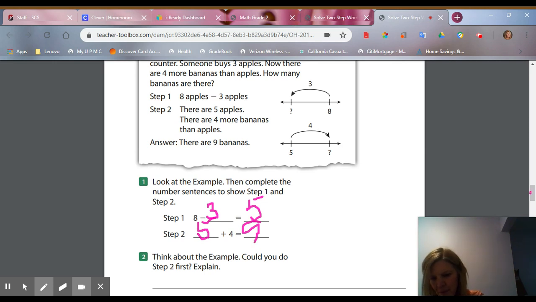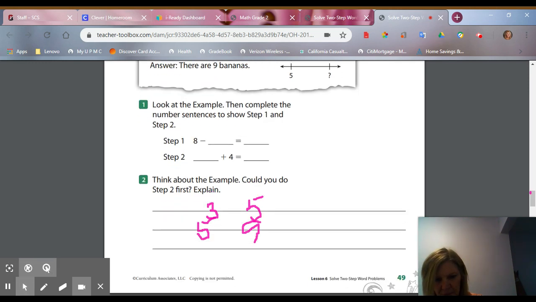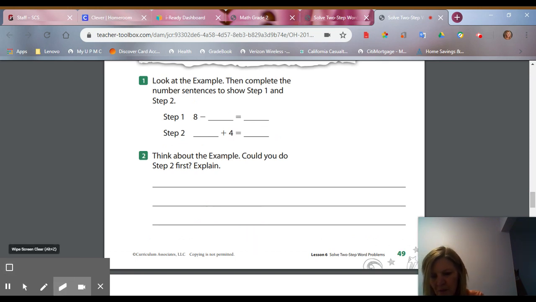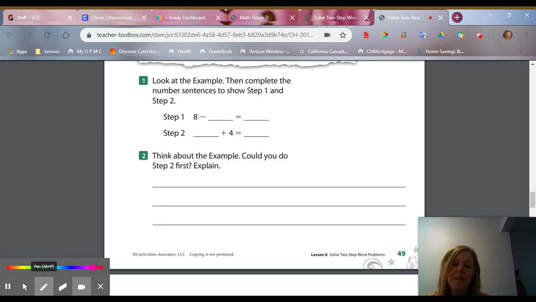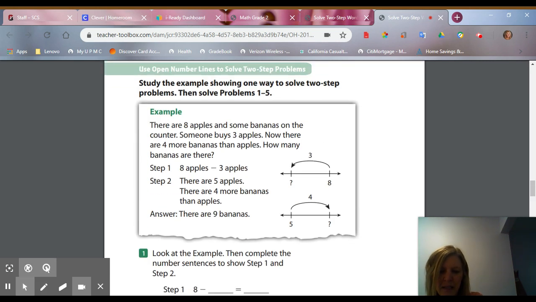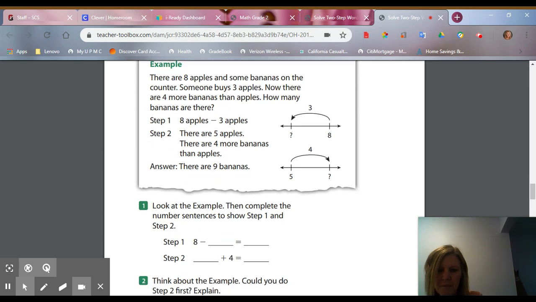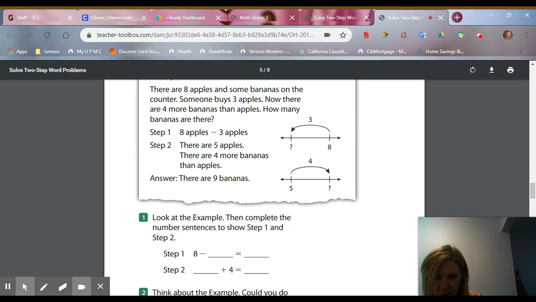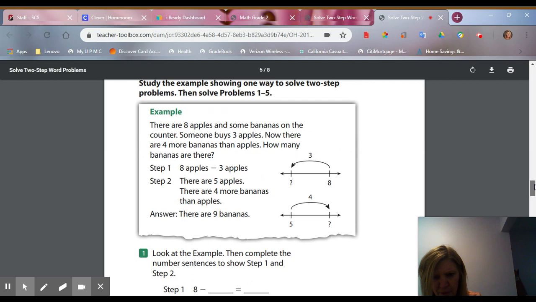Now I want you to think about the example. In the example, could you have done step 2 first? Well, no, you couldn't have done step 2 first. Why couldn't you have done step 2 first? When you take a look at it, in order to figure out how many bananas there were, you had to know how many apples there were. It says there are 4 more bananas than apples. Well, you had to know how many apples were left first before you could find out how many bananas there were, if that makes sense.